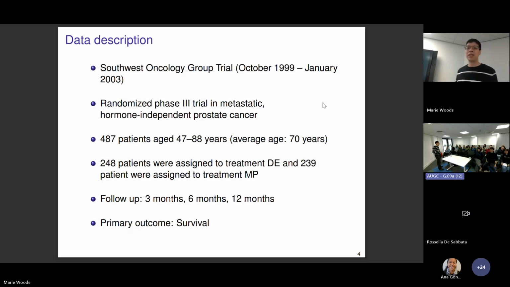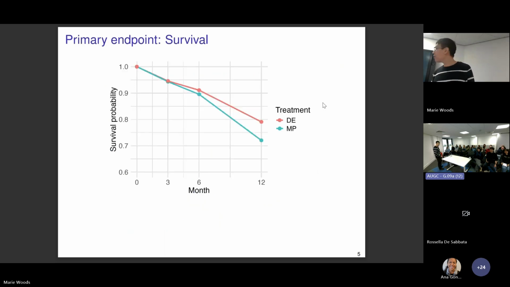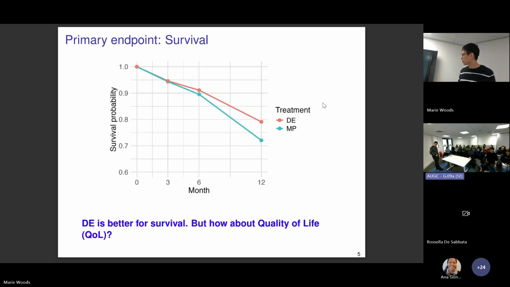The primary outcome here is, of course, survival. If you run a cancer clinical trial, you want to see if this can improve patient survival. This question can be answered quite straightforwardly by plotting the survival curve. On the x-axis, we have the time since baseline, 0, 3, 6, 12, the three follow-up times, and we have survival probability by treatment group. The red one is the active treatment, and the greenish one is the control. From this plot, you see that the active treatment is beneficial for survival. You can just eyeball this.